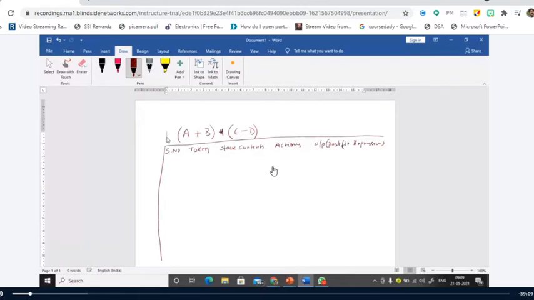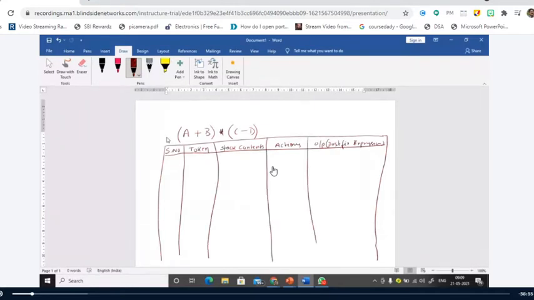From the next example onwards, I'm not going to draw this table. For practice purposes, I'm just drawing this table. I will stop drawing it from the next example onwards. This is the input that is given to the algorithm, and the output will be the postfix expression.